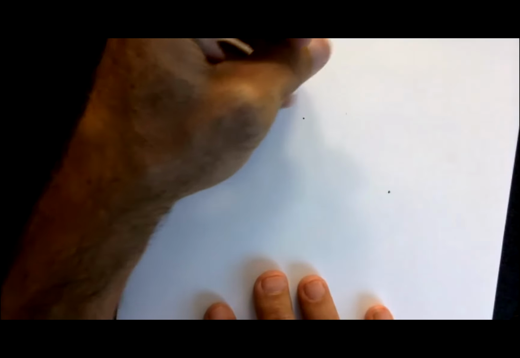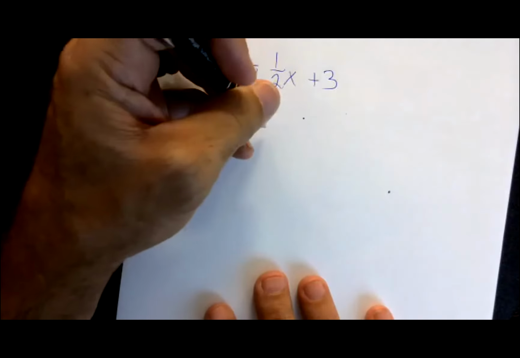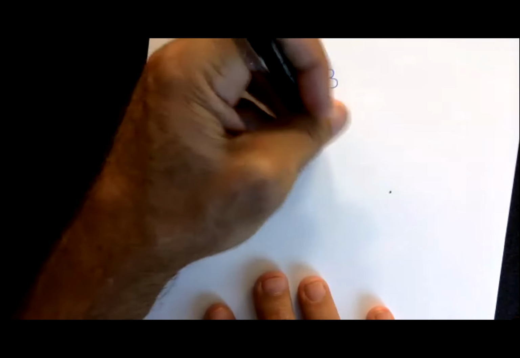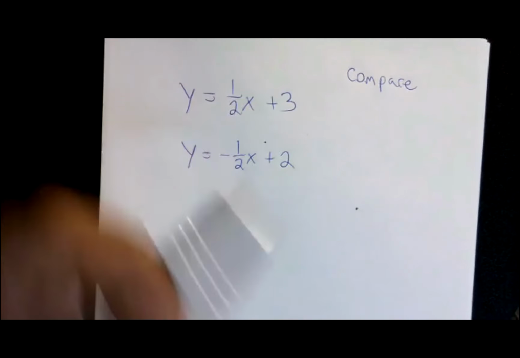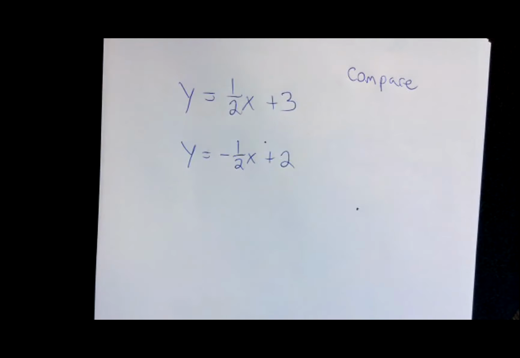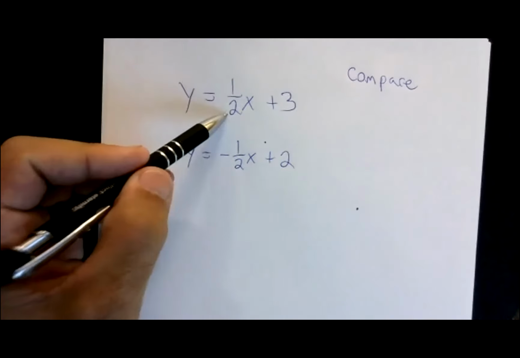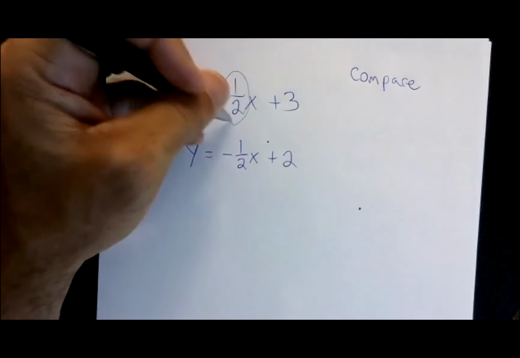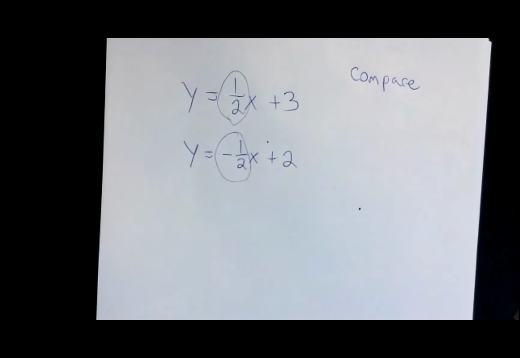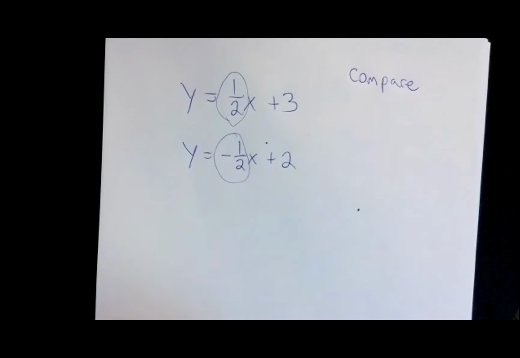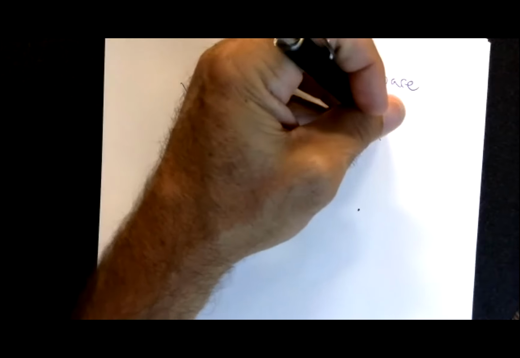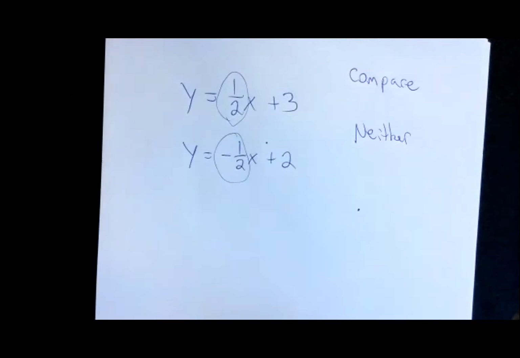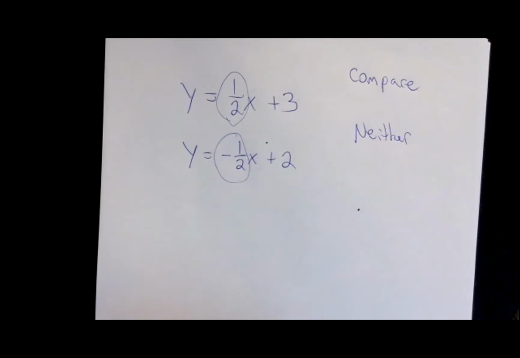So if they say to compare these slopes, okay, are my slopes the same? Are they exactly the same? No. One is positive, one is negative. So they're not parallel. I've got a positive 1/2 and a negative 1/2. Are they flipped? No. So then this is a neither. They're just two random lines that are going to cross. They are not parallel nor perpendicular.